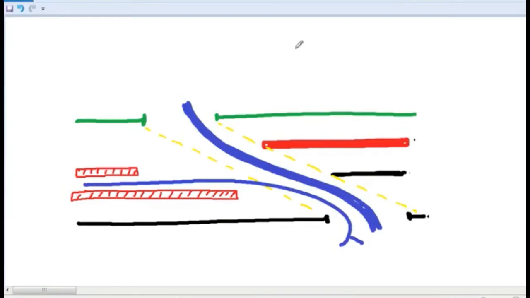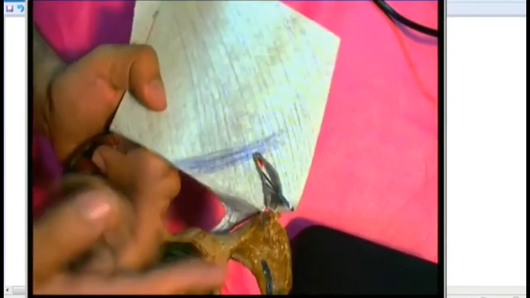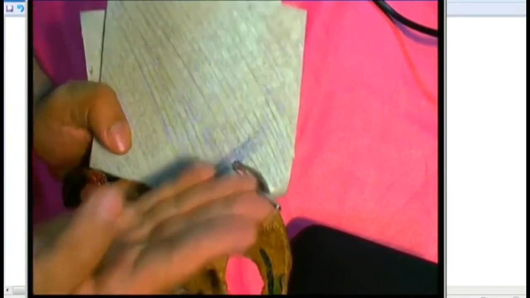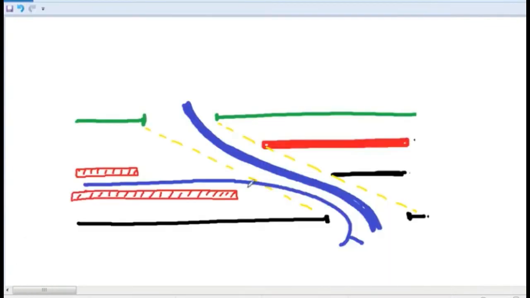Again, I want to review this cross section. We understand the roof and the floor. Don't forget, the roof is formed by the arching fibers of internal oblique and transversus, and the floor is formed by the inguinal ligament and the upper surface of the lacunar ligament.